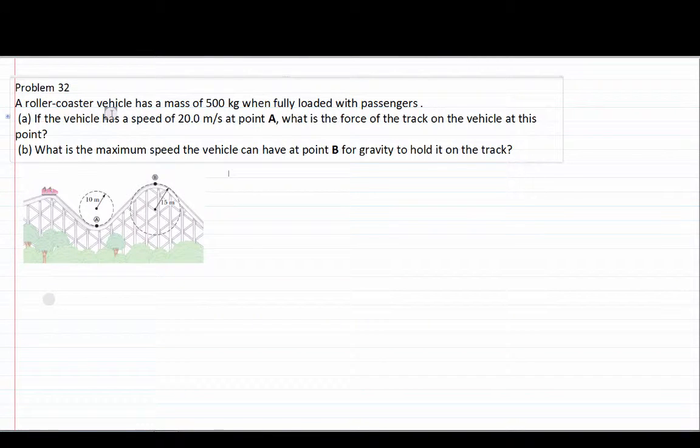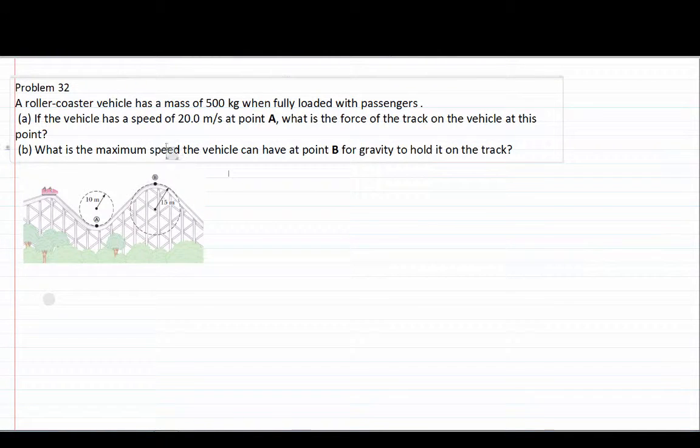Okay, a roller coaster vehicle has a mass of 500 kilograms when fully loaded with passengers. If the vehicle has a speed of 20 meters per second at point A, what's the force of the track on the vehicle at this point?